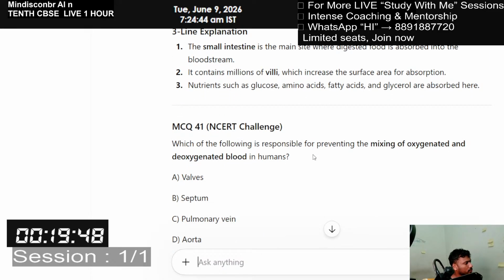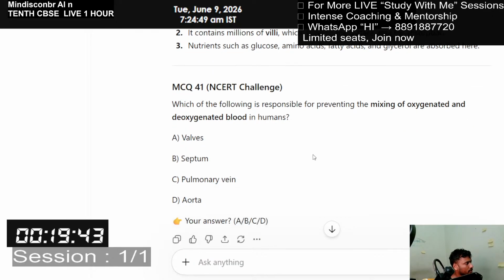Which of the following is responsible for preventing the mixing of oxygenated and deoxygenated blood in humans? Septum.